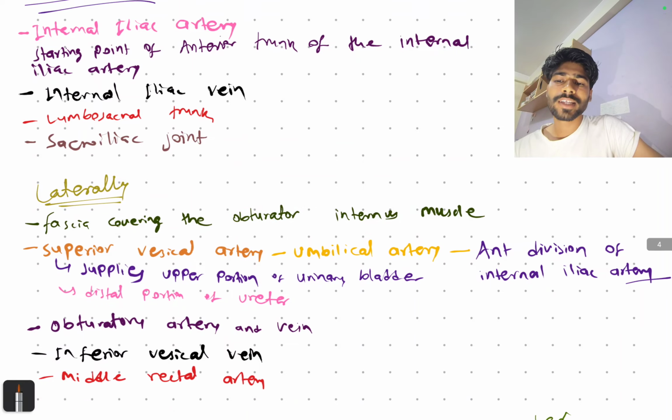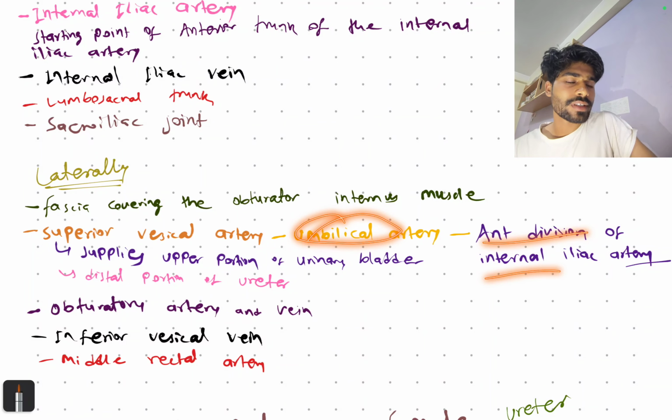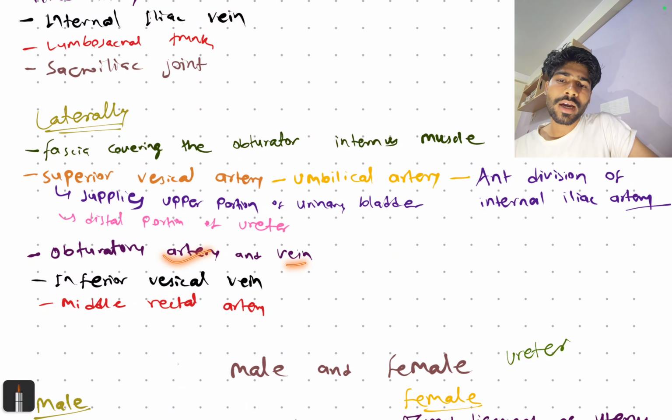And then there is the superior vesical artery. The superior vesical artery is also a very important one. It supplies the upper portion of the bladder and the lower, meaning distal, portion of the ureter. This is a branch of the umbilical artery, which is a branch of the anterior division of the internal iliac artery. Then there are the obturator artery and vein.